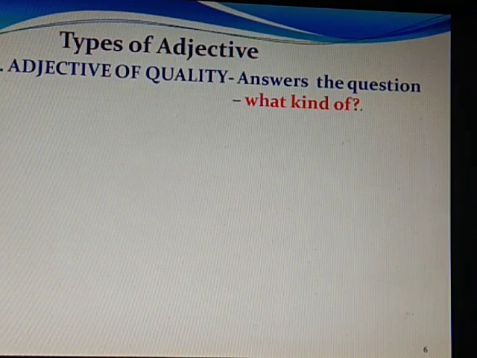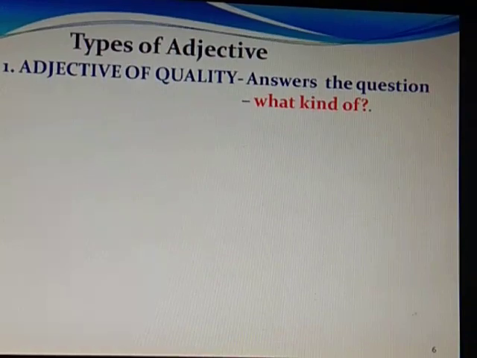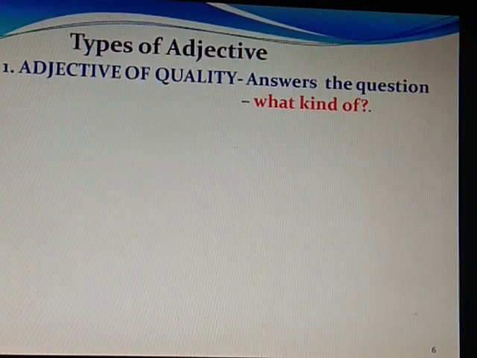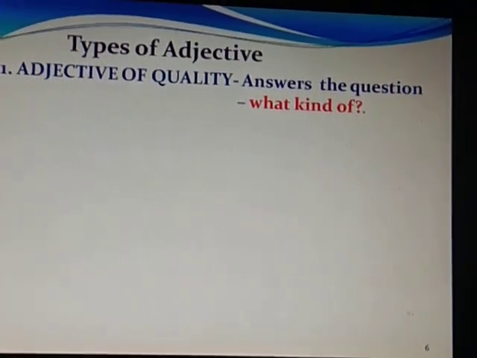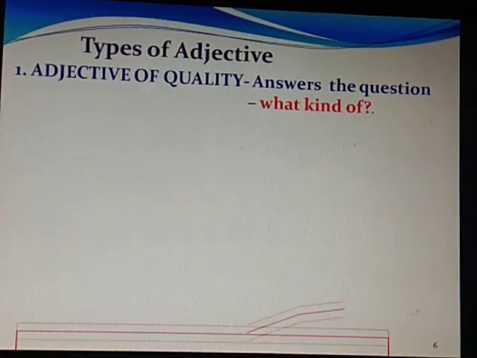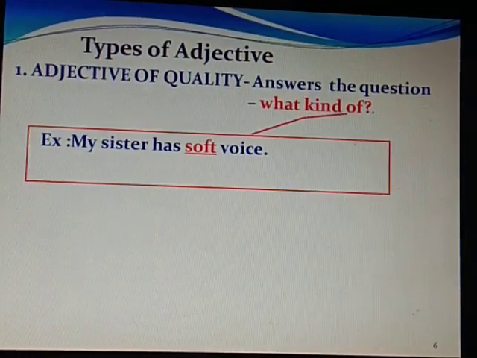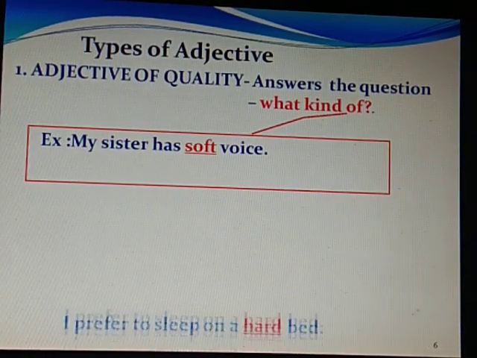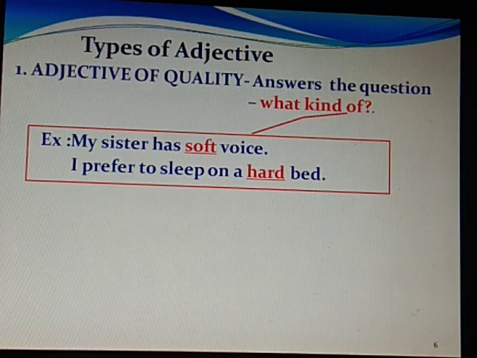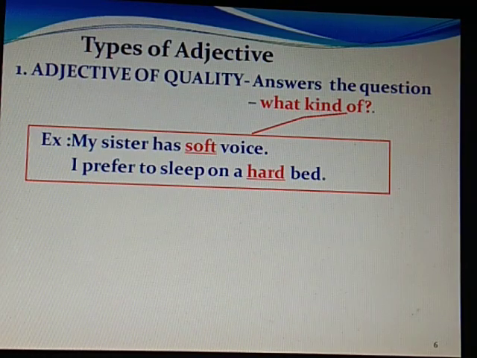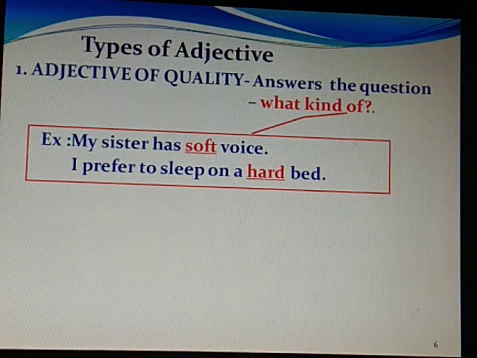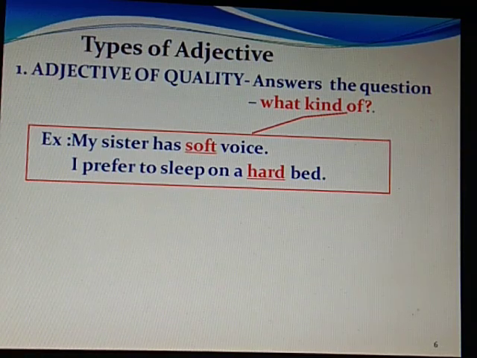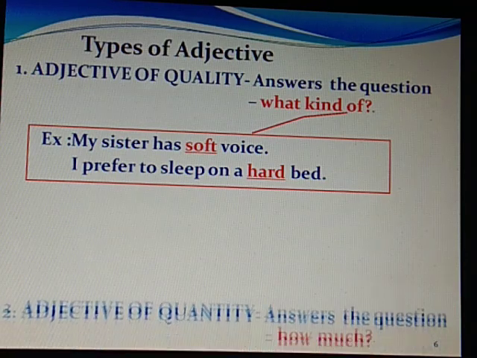The very first kind of adjective is the adjective of quality, which answers the question what kind of. Like, my sister has a soft voice. I prefer to sleep on a hard bed. So what kind of voice? Soft. What kind of bed? Hard. So all these come under adjective of quality.